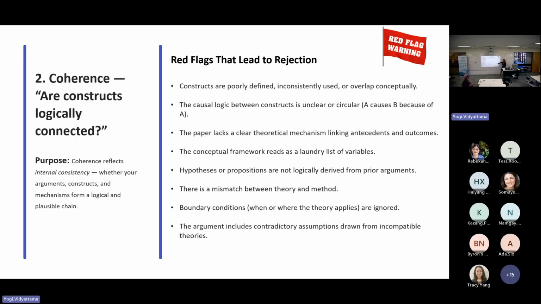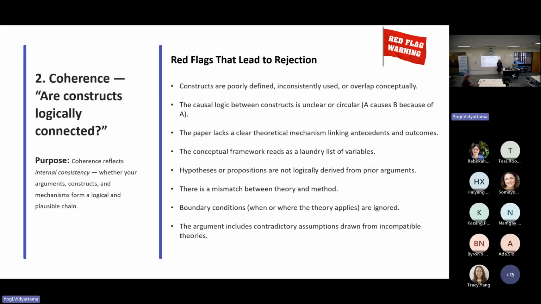There's a mismatch between theory and method, and we see that a lot. Kind of talked a little bit about it. The boundary conditions, whether it is the when and where the theory applies, are ignored. And I think this is one of the areas, just like we said earlier, where you could possibly have a theoretical contribution. And the argument includes contradictory assumptions drawn from incompatible theories.